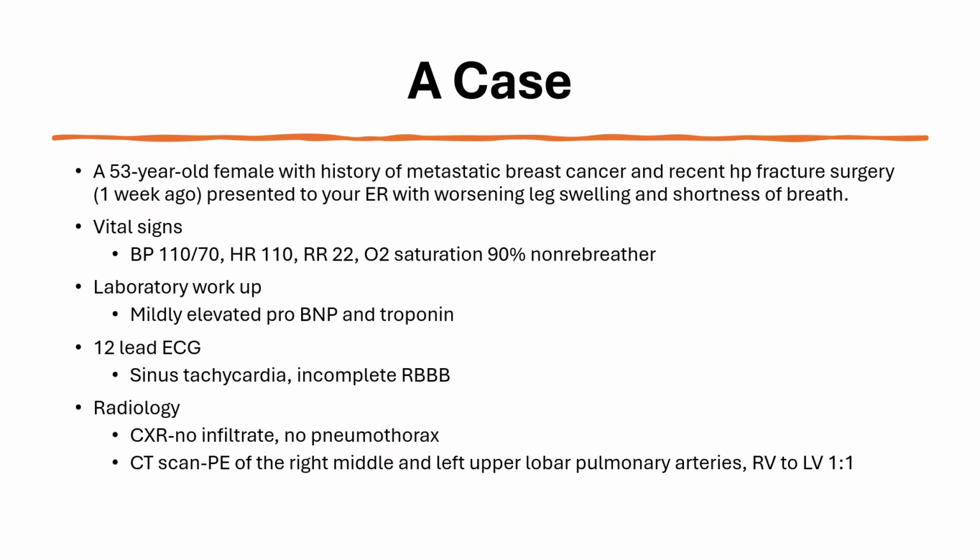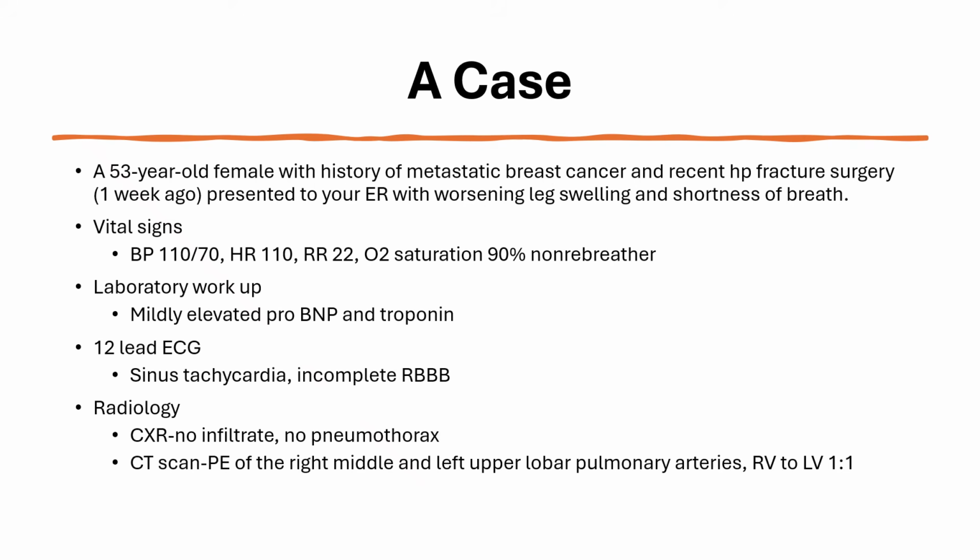Let's do a case. We have a 53-year-old female who has a history of metastatic breast cancer, and 1 week ago she underwent hip fracture surgery. She came to your emergency department with worsening shortness of breath and leg swelling. Her vital signs are blood pressure 110/70, heart rate 110, respiratory rate 22, and oxygen saturation is 90% on non-rebreather mask oxygen. It is important to remember that she was not on oxygen at baseline. Her laboratory workup is significant for mildly elevated proBNP and troponin.